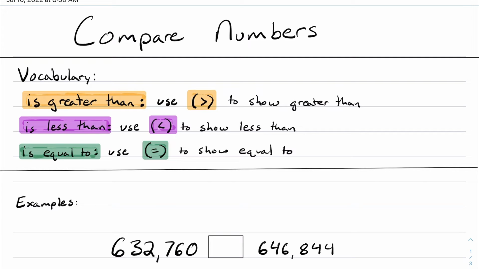One way to think about it is, I like to think that with the symbol, you can draw a little creature on there. He wants to eat the number that's bigger. So sometimes I'll draw a little creature. He wants to eat the number that's bigger. Okay, so when we're comparing numbers, we're trying to find a number that's bigger than the other number.